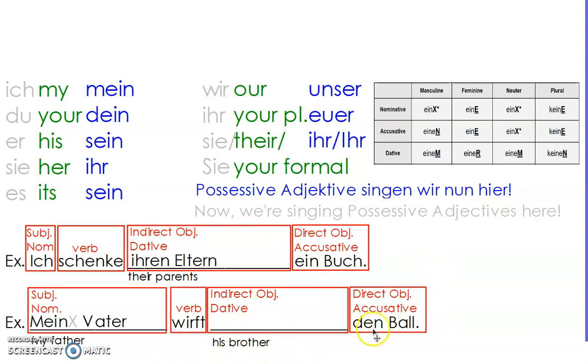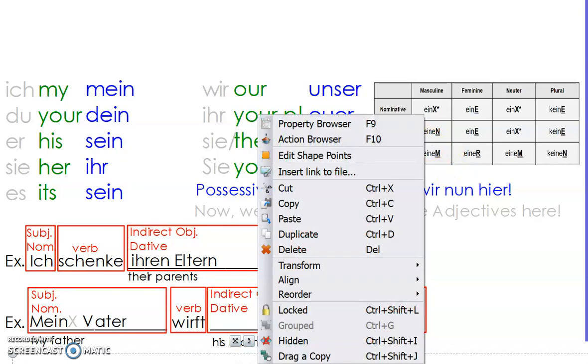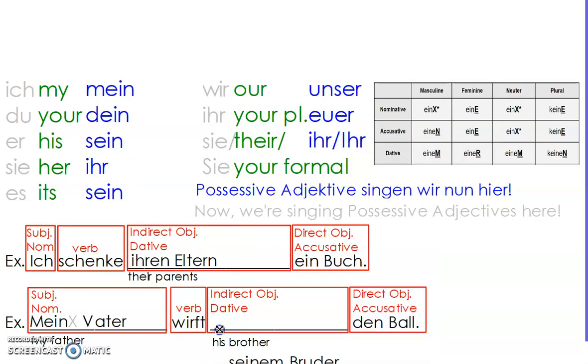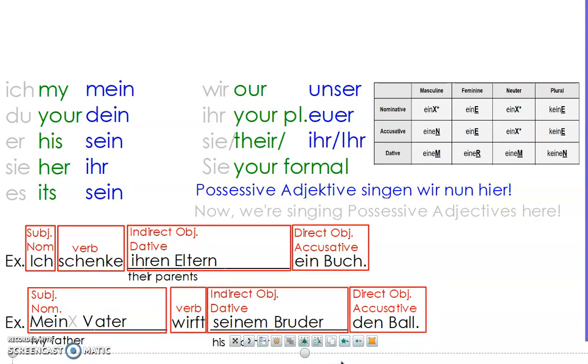Since his brother is receiving the ball, the direct object, that makes him the indirect object, dative. So brother's also masculine, and we want to say his. If we want to say his, that's sein. And then we have to come up with the ending. Since this is our indirect object dative masculine, we're looking right here on the chart. So that's going to be seinem Bruder. And so our sentence would read, Mein Vater wirft seinem Bruder den Ball. My father throws his brother the ball.